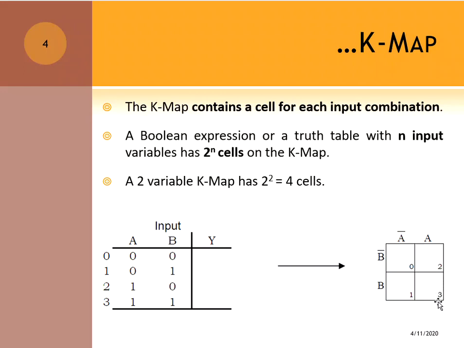Next, this cell belongs to A, the intersection of A and B. So A is 1, B is 1. A is 1, B is 1 belongs to row 3. So we write 3 here. Okay, similarly, for this one, A bar intersects with B. So A is 0, B is 1. So it belongs to row 1. So that's why you have number 1 here. So that's how you transform a truth table into a K-map.